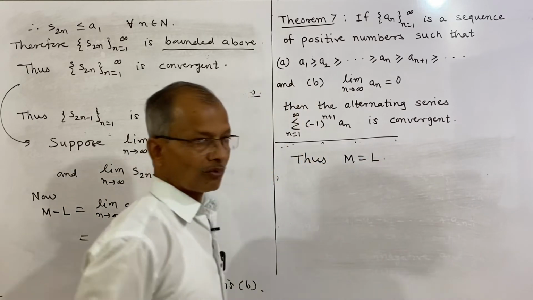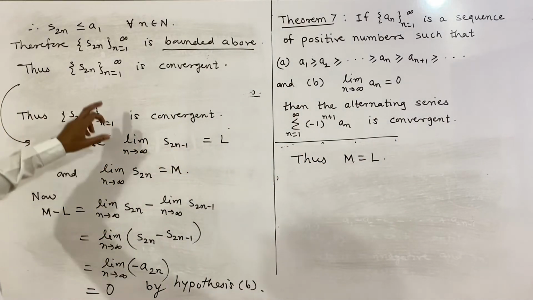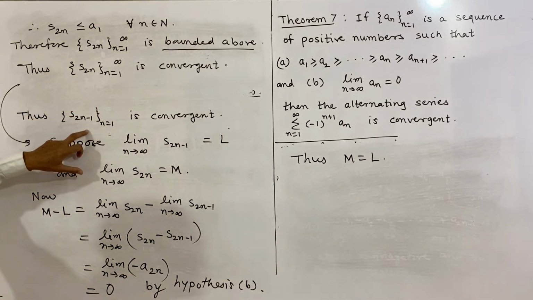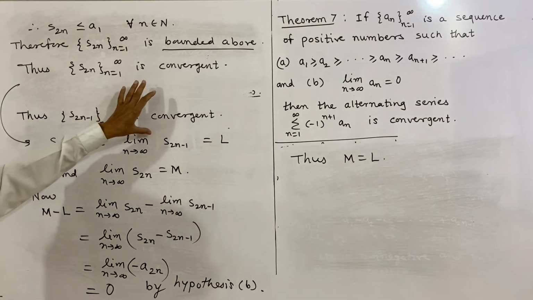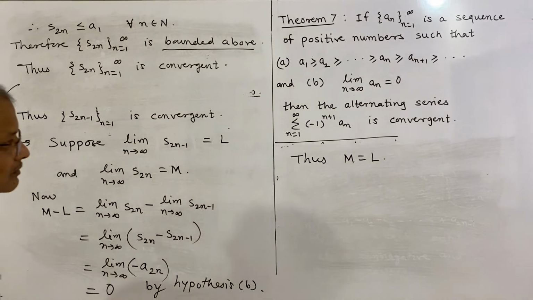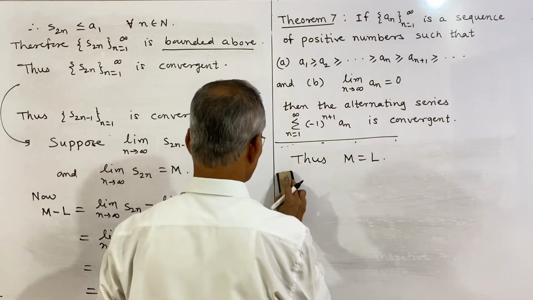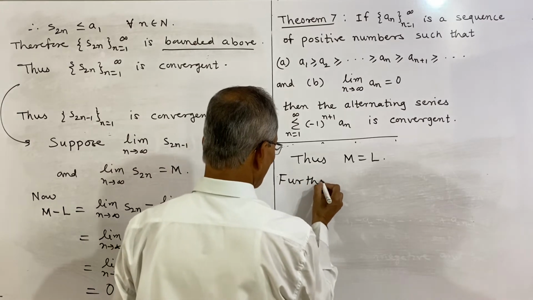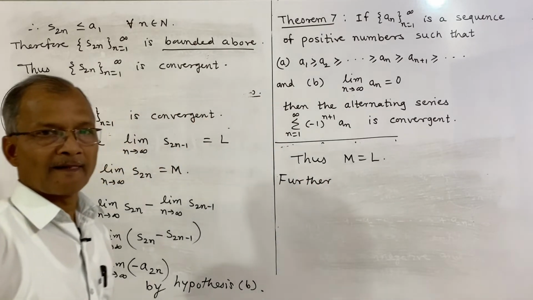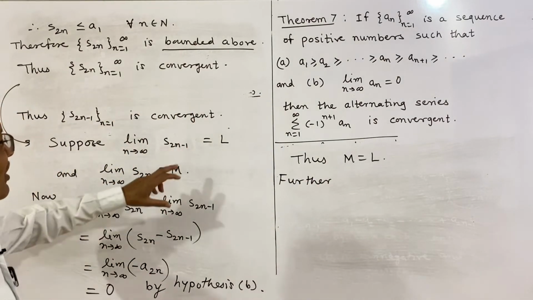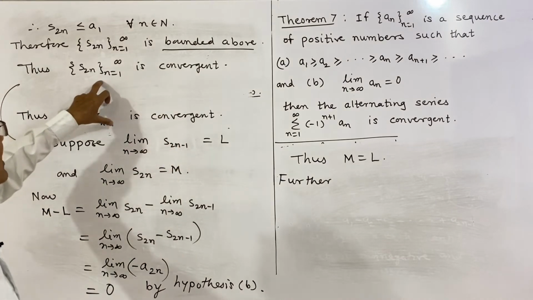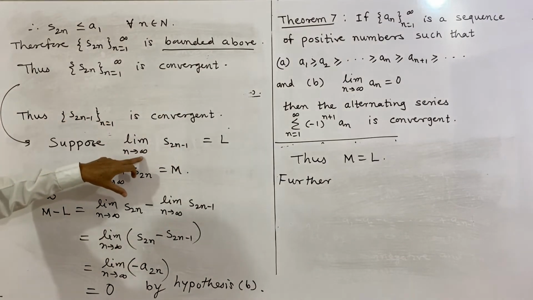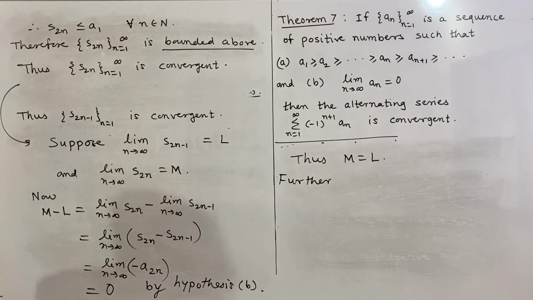And therefore both these sequences S2n and S2n minus 1 converge to the same limit. Now that we have that, further, what about Sn then? Both S2n and S2n minus 1 converge to the same limit. We want to show Sn converges to the same limit.